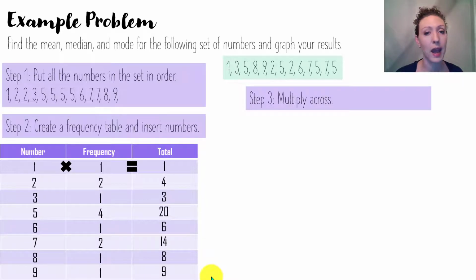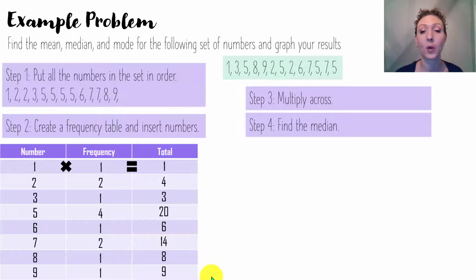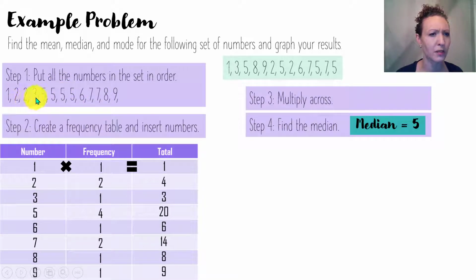Okay, so now that we have multiplied across, our next step is going to be to find the median. We just need to look at our set of numbers here and find the number that is in the middle. For this set, our median is 5. So it is, let me see, 1, 2, 3, 4, 5, 6. So I believe it's this one right here. We've got 1, 2, 3, 4, 5, 6 numbers on the left side, and 1, 2, 3, 4, 5, 6 numbers on the right side. Okay, so that is our median right here of 5.